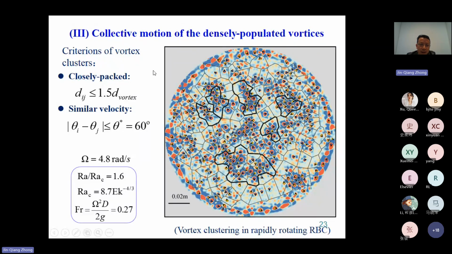Here we use two criteria to identify vortex clusters. First, the vortices are closely packed. Inside a cluster, two like-signed vortices have a distance less than 1.5 times their mean diameter. Second, the motion of two vortices in a cluster is similar. The angle difference between the velocity vectors of two like-signed vortices is less than 60 degrees. The right figure shows 6 large-scale vortex clusters found at one time.